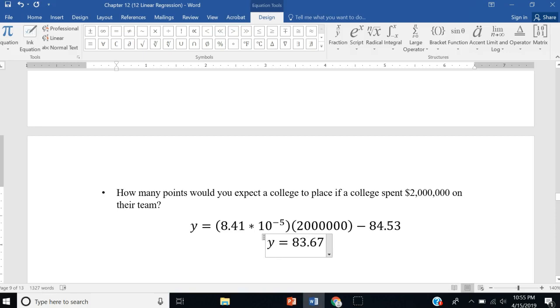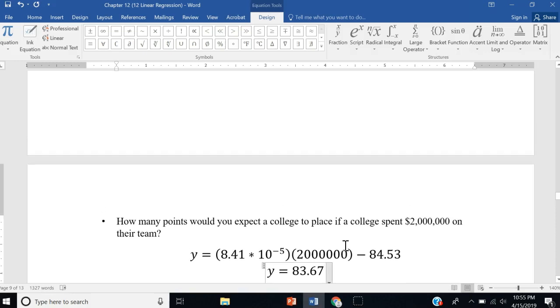So again, you would say that this line predicts that if a college team were to have spent about $2 million, they would have ended up with about 83.67 points in the national tournament, based on this data.